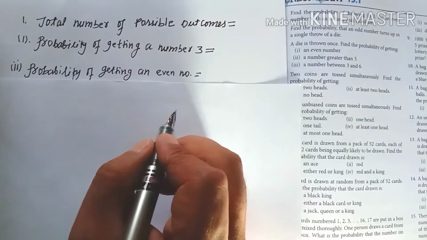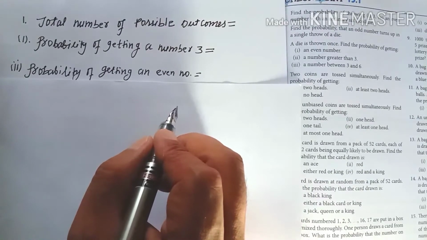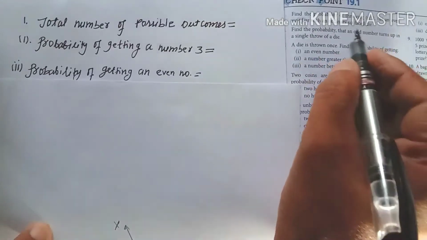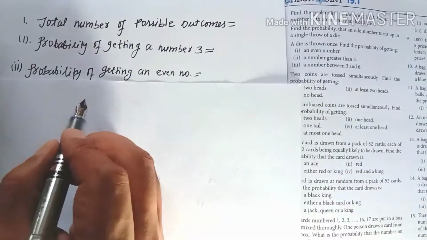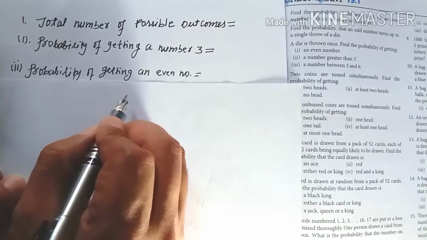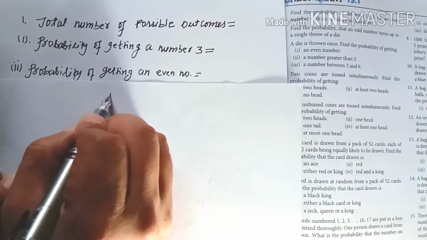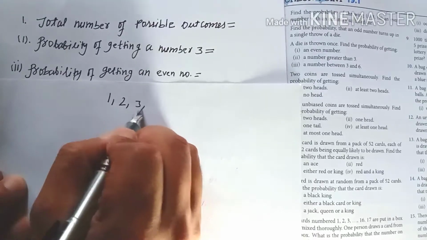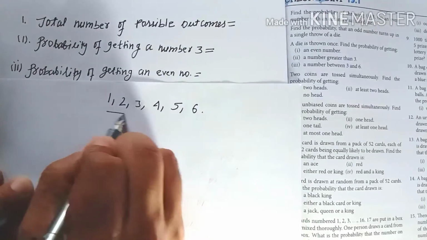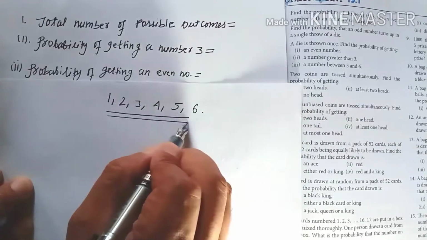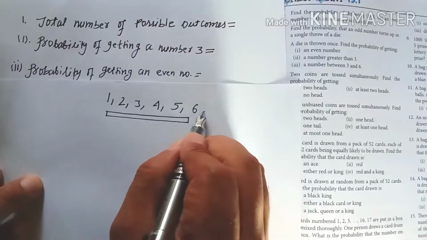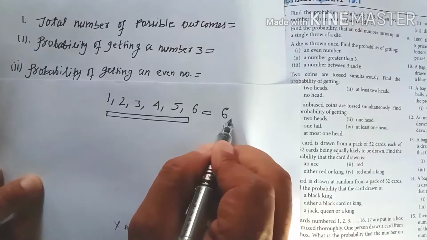Question number 1. Find the probability of drawing a 3, and an even number, with an ordinary 6-faced dice. So here first we will recall a 6-faced dice. On a cubic dice you'll be getting the numbers 1, 2, 3, 4, 5 and 6. So the total number of possible outcomes in a dice, there are 6 numbers, so the total will be 6.